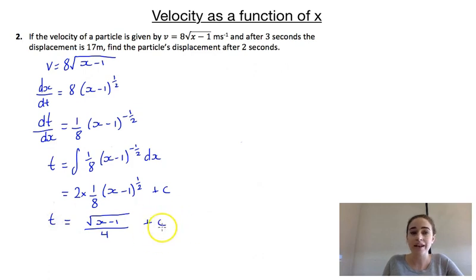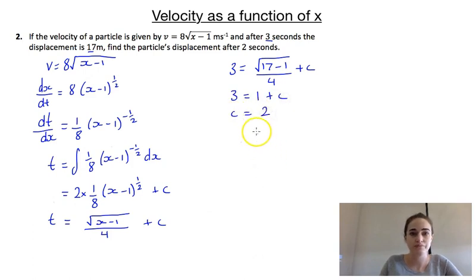Now we need to figure out what that c is. So we know that after 3 seconds, the displacement is 17 meters. So we can write 3 is equal to the square root of 17 minus 1 all over 4 plus c, which would mean 3 equals 1 plus c, so c is equal to 2. Now if c is equal to 2, that gives us t is equal to the square root of x minus 1 over 4 plus 2.